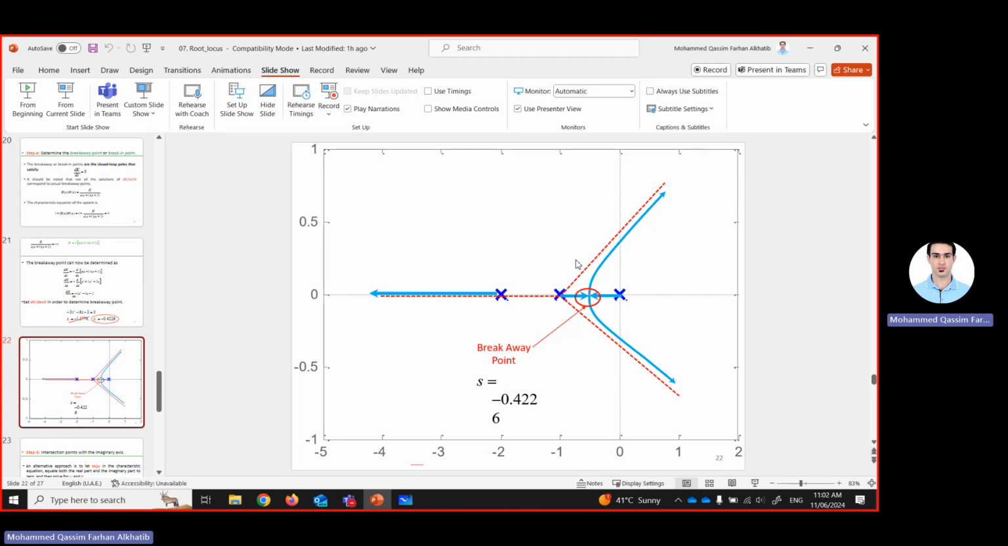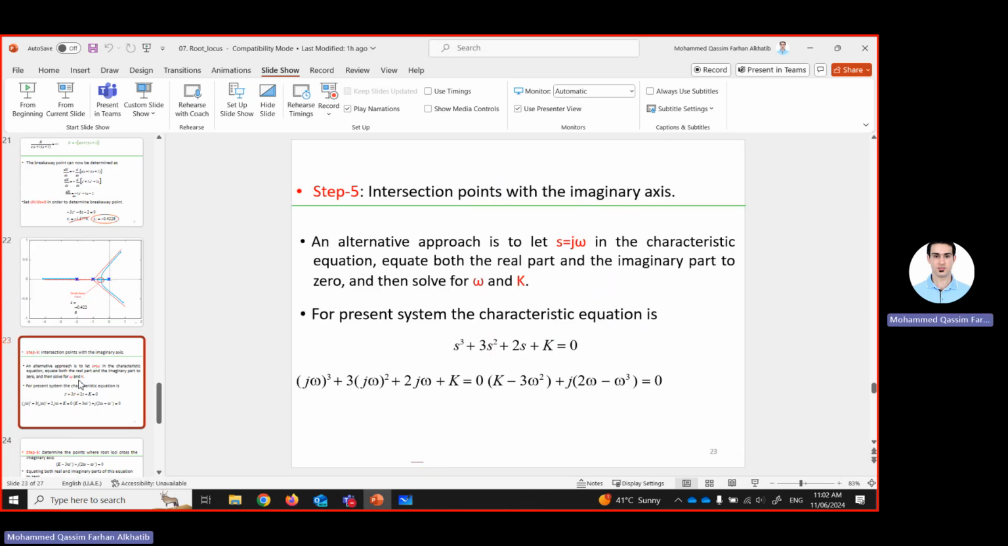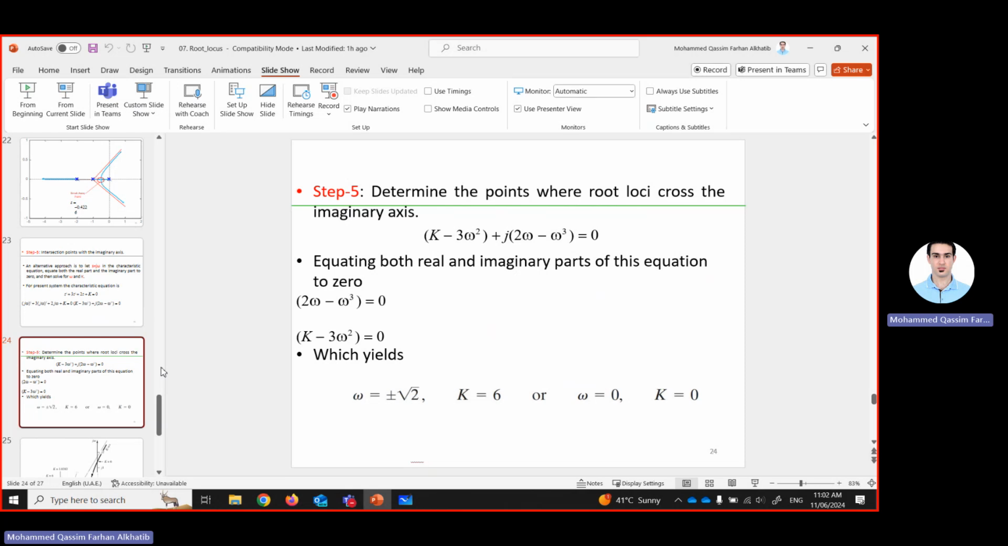Now we are only left to find the values of the intersection with the imaginary axis. Here they did the method I told you about. Change to j omega, take the real part, imaginary part. You can use the same method Aisha mentioned. And you will have omega plus minus square root of 2 when you have k equals 6 and 0 when you have k equals 0.